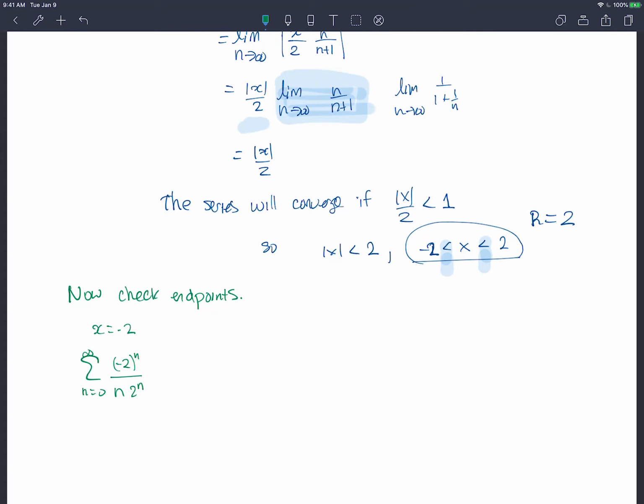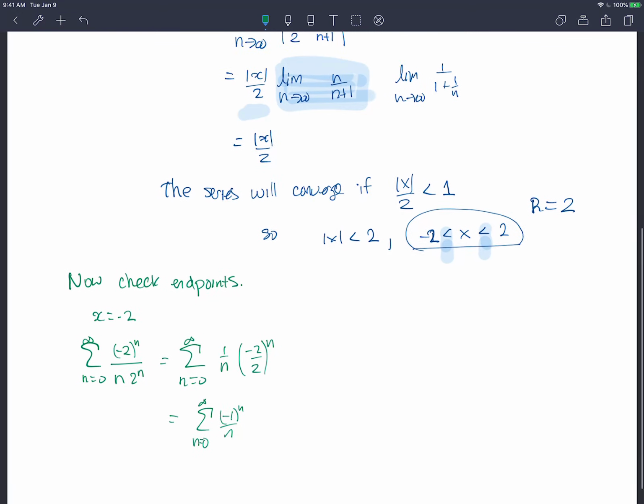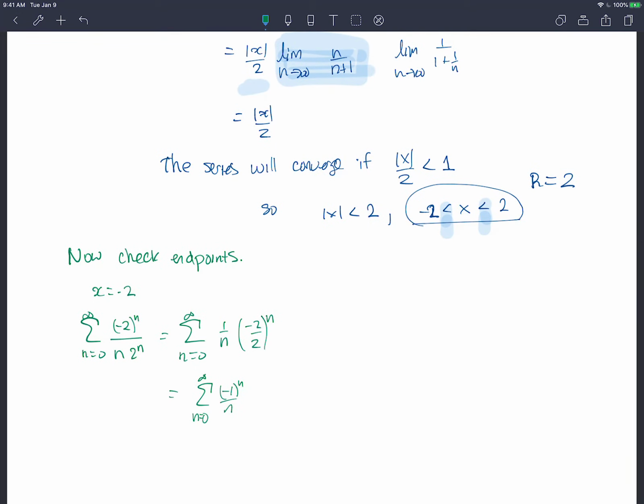So this really becomes the sum from n equals 0 to infinity of... I have a -2 and a 2 in the bottom. You can write it like 1 over n times -2 over 2 to the n. So of course this is just (-1)^n over n. And this is the alternating harmonic series. So this is the one that converges.